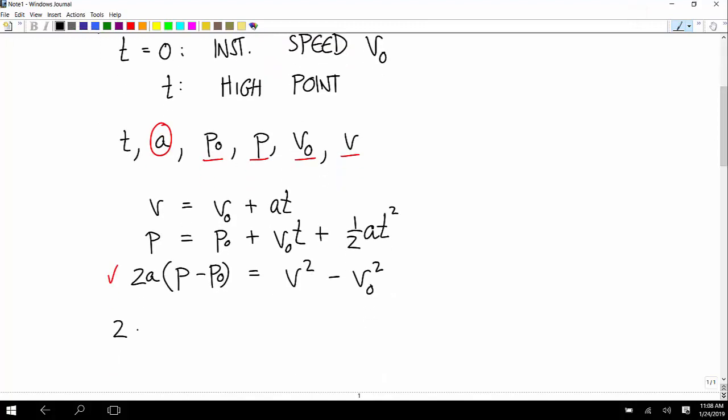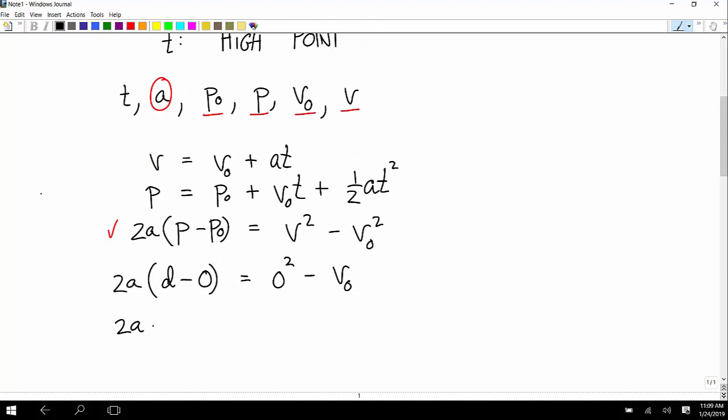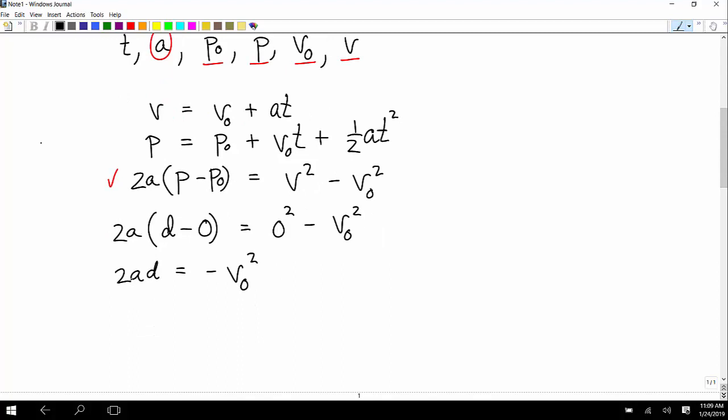So 2a times the quantity, what was that called, d, quantity d minus 0 is equal to 0 squared minus v0 squared. And now v0 is usually a variable, but in this case, that's a value that we're given. So we're going to get our answer in terms of this v sub 0. So 2ad is equal to, this should be squared, is equal to negative v0 squared. And now we're just solving for a. So a is equal to negative v0 squared over 2d.